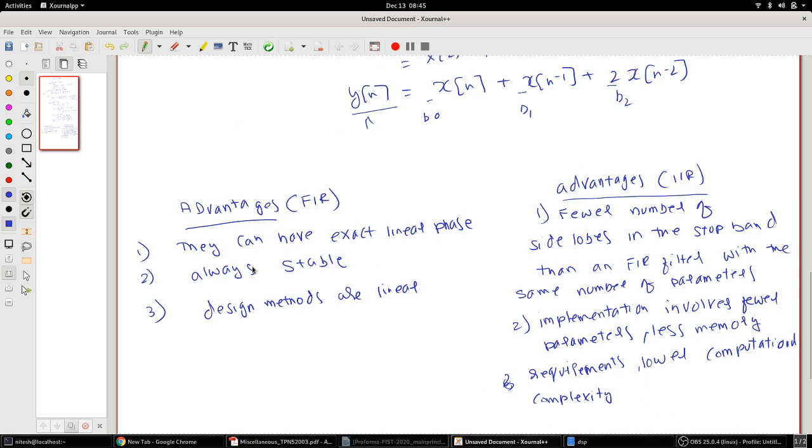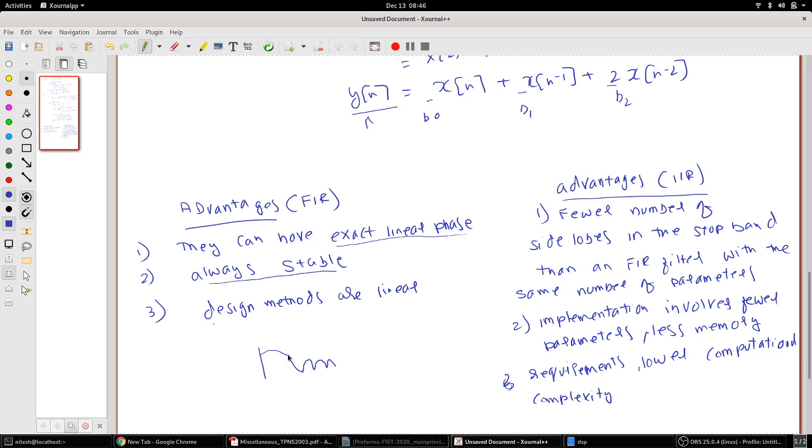Okay. So in terms of advantages, FIR filters have an exact linear phase. We will come to what we mean by linear phase. They are always stable because h of n is bounded. The design methods are linear, that's the third advantage. Another advantage of a FIR filter is fewer side lobes in the stop band than an IIR filter with the same number of parameters. The side lobes are in the stop band. You have a filter response which is something like this.